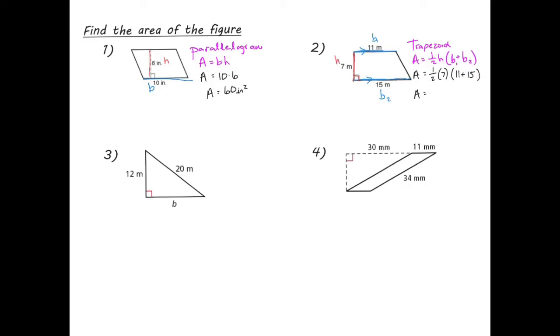And I'm going to do a little bit of math here and multiply it all together. And I get 91 units as meters, and it's area, so 91 meters squared.